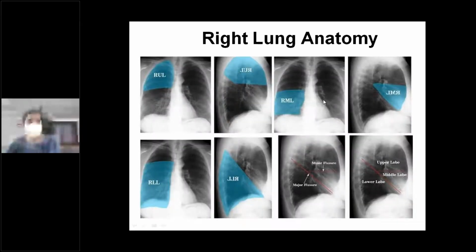So next, moving on to the anatomy of the lung. Basically, we already know that the right lung has 3 lobes and the left lung has 2 lobes. The right lung has a major fissure, which is also known as the oblique fissure, and a minor fissure, which is also known as the horizontal fissure. And the left lung has only one fissure, which is the oblique fissure. Okay. So this is how we actually divide the lung lobes.